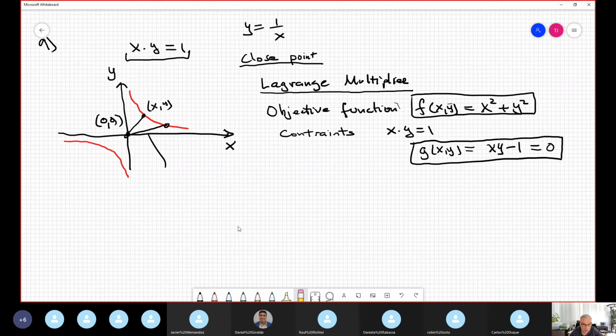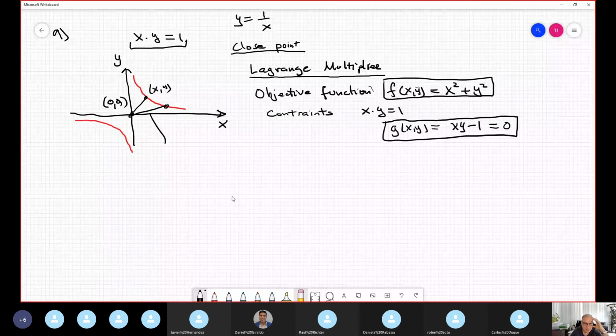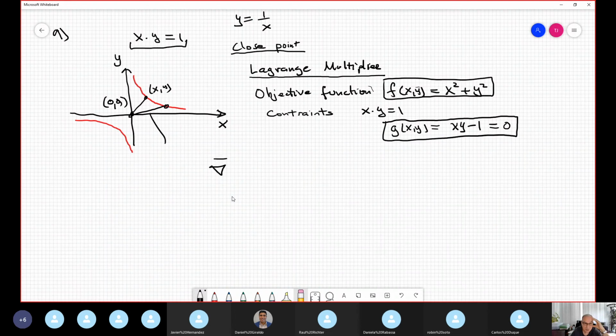And this is the same behavior. Okay, let's focus on the Lagrange formula. Lagrange says the minimum and maximum of the function subject to some constraint occur where the gradient of the function is parallel to the gradient of the constraint.